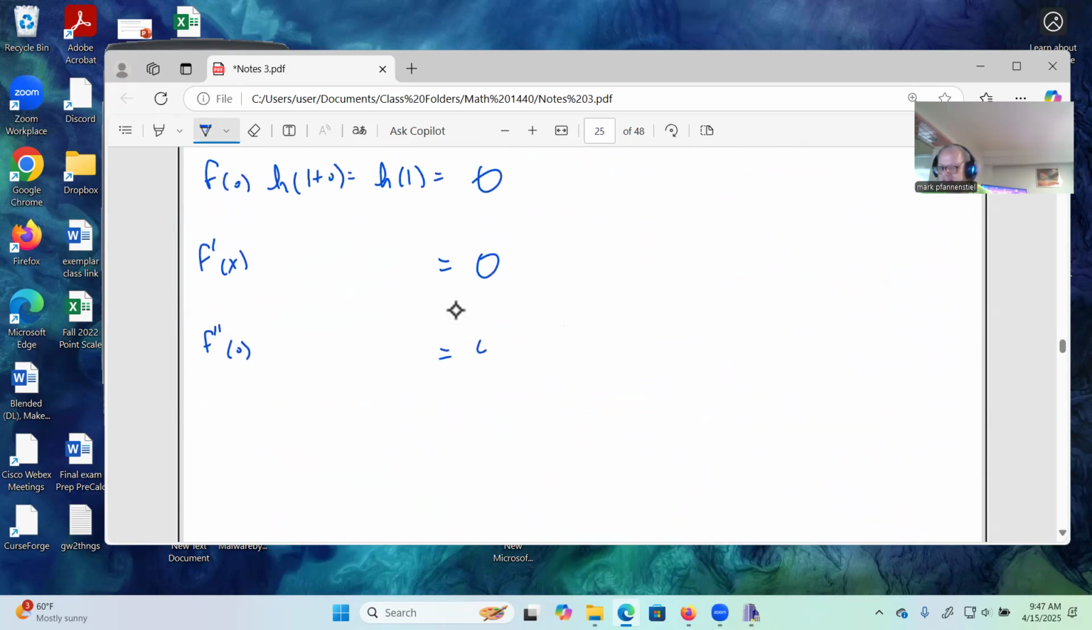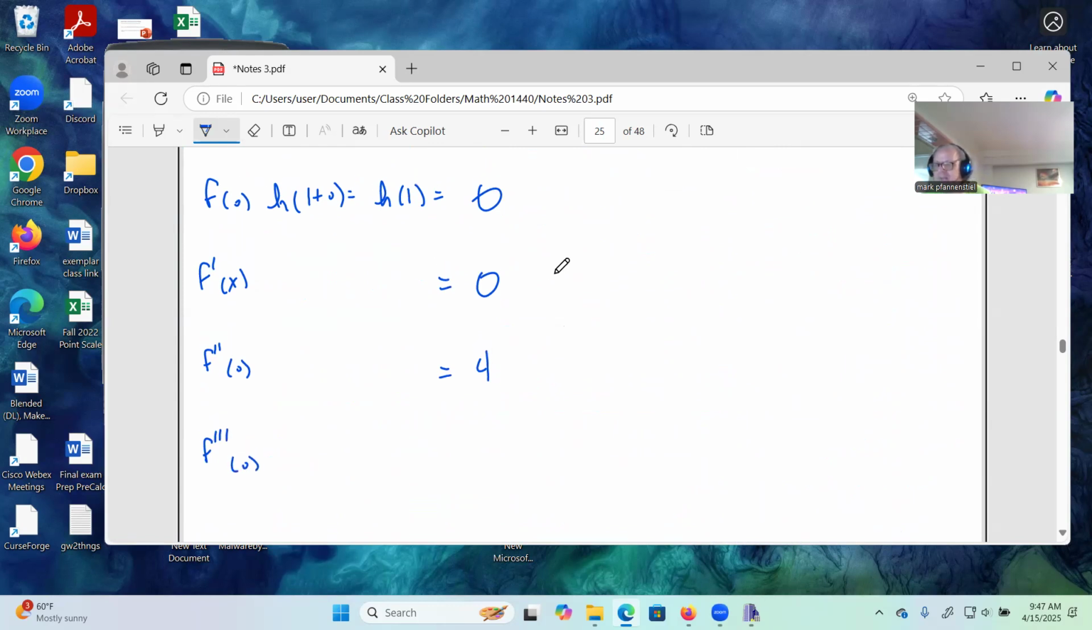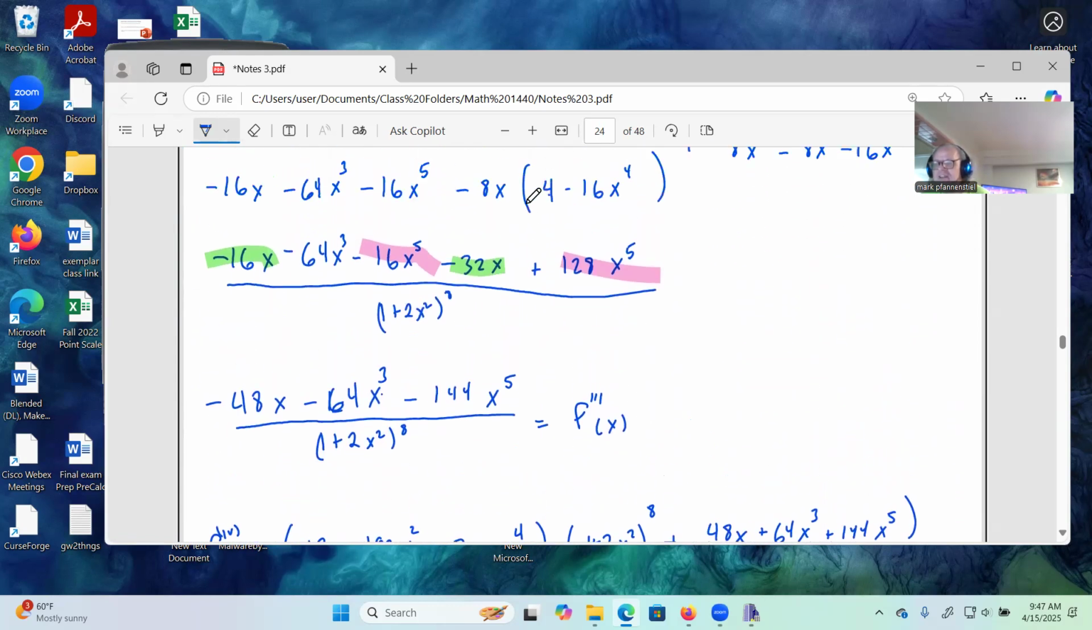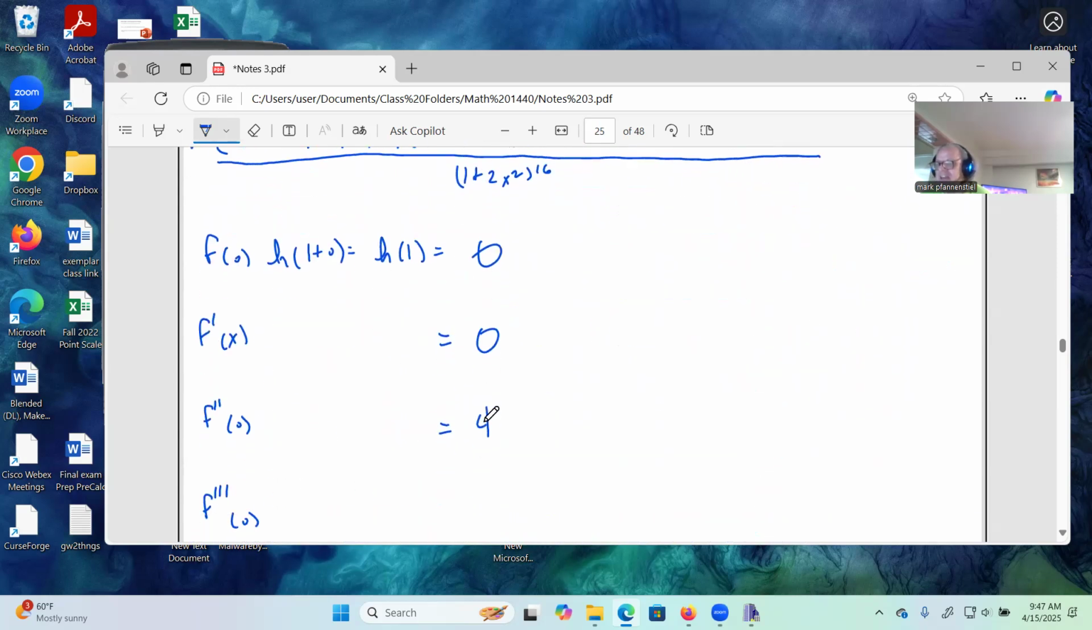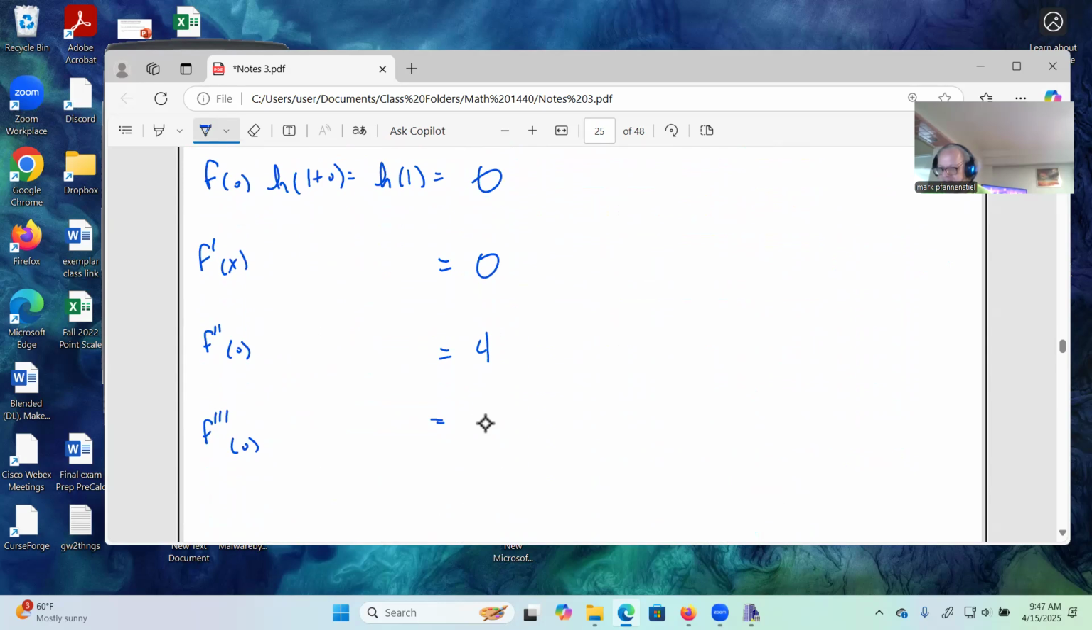Okay, f triple prime of 0. So we'll go back up to where f triple prime is. I'm sorry, I don't mean to do a whole lot of motion here for us. But f triple prime, if we plug in a 0, we get 0 times this stuff minus 0 times that stuff. So we have 0 on the top, a 1 on the bottom. So we end up with 0. After all of that, we end up with 0.